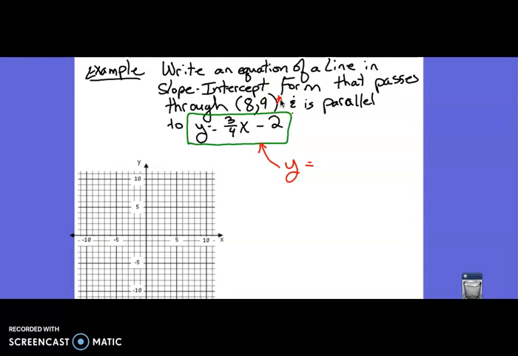Just to give you a visual, if I graph this, I start at -2, and then I'm going to go up 3 over 4. Up 3 over 4. And so this is the green line that we have here.